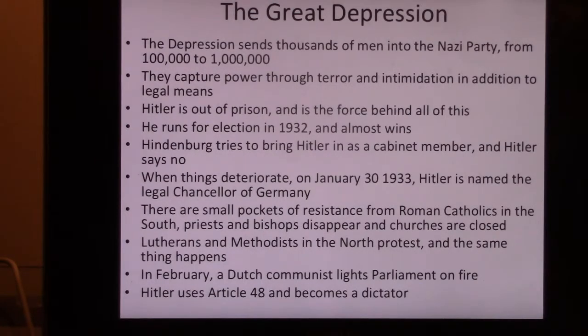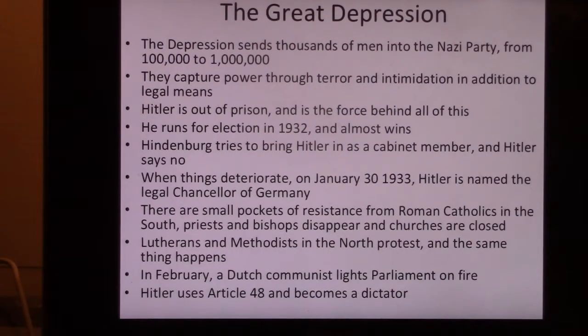When he's named, there are pockets of resistance in the South from Roman Catholic priests and bishops. Well, the churches are closed, some are burned, the priests and bishops are hanged, or they disappear. People kind of drop their heads and keep their mouths shut. In the northern part of Germany, German Lutherans and Methodists protest, they speak out, they disappear, some of them are murdered, and their church is closed, and the same thing happens as it did to the Catholics in the South.